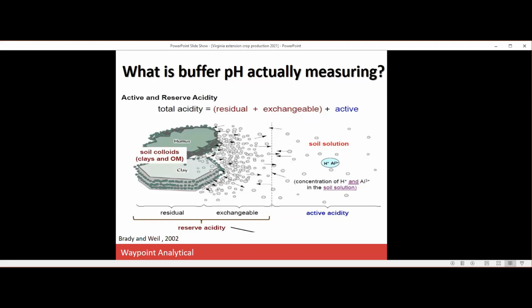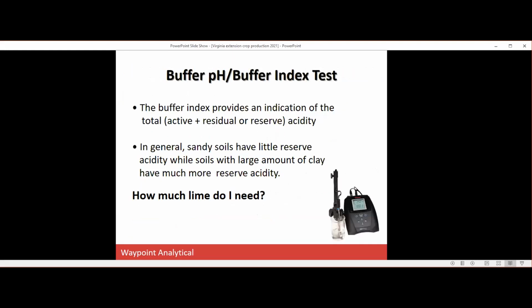This is where the greatest amount of total acidity is going to occur, in the residual and exchangeable forms. So basically the buffer pH tells us how much lime you need to put out. The soil pH tells us if we need to put out lime or not. The buffer pH tells us how much lime we need to put out.